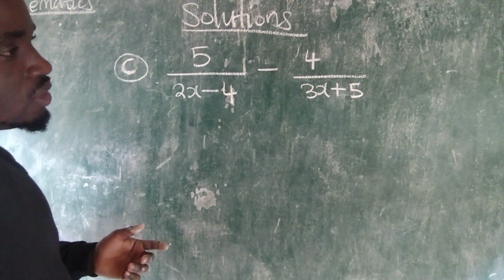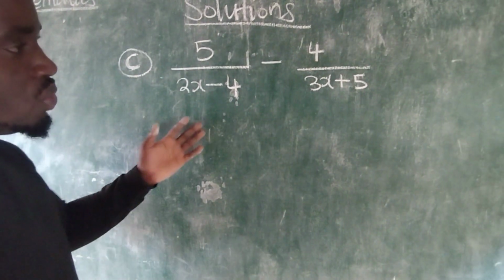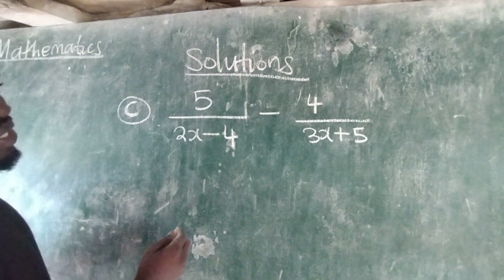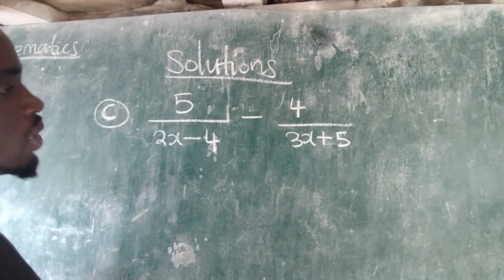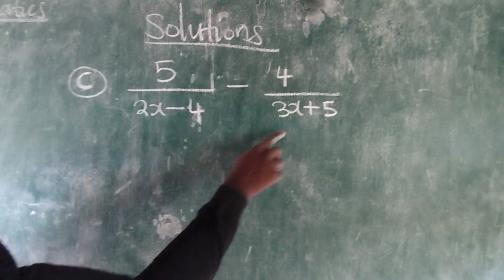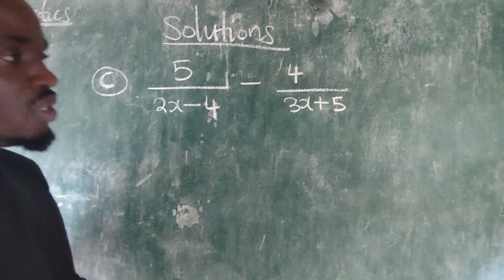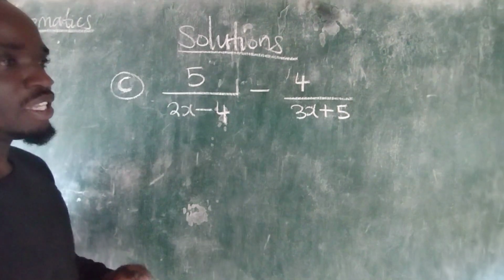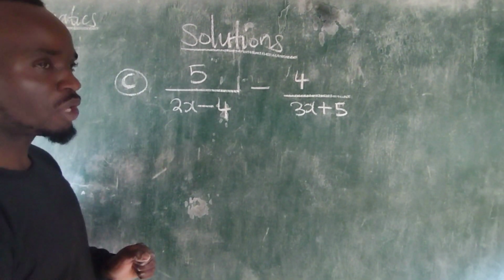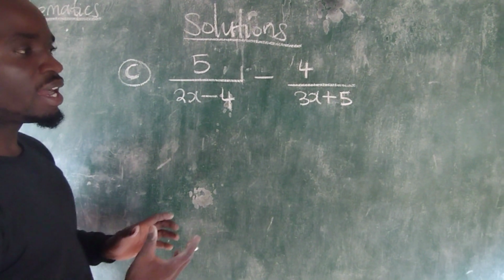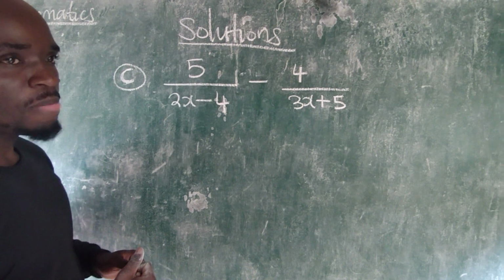All right, so like I've said, they want you to express this as a single fraction. So what you can do, look at the denominators we have been given. In this case we have 2x minus 4, and here the denominator is 3x plus what? 5. Now what you can do, since these denominators are having a variable, they are having a letter in them, you are going to take them the way they are as your denominators.